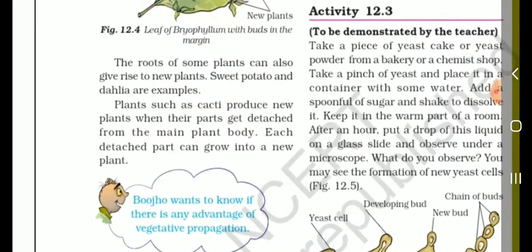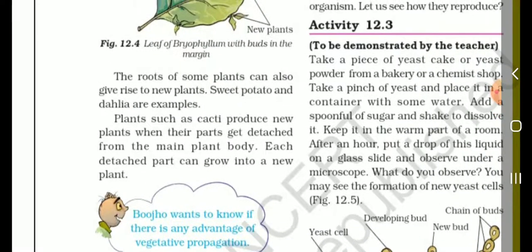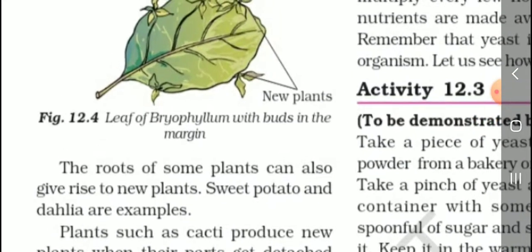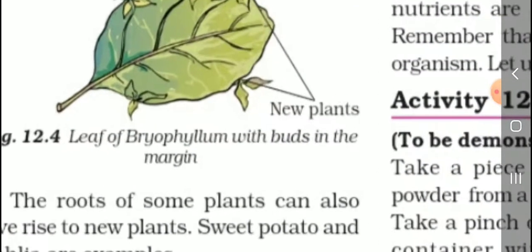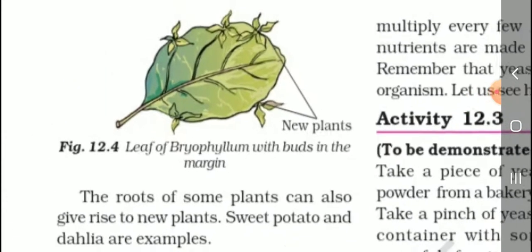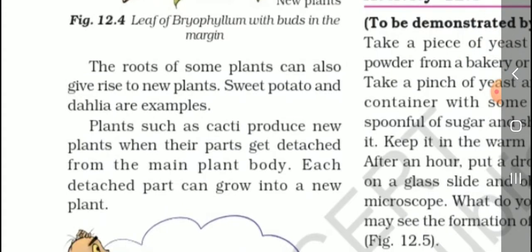Next, the roots of some plants can also give rise to new plants. Sweet potato and dahlia are examples. Listen, students, this is a leaf of bryophyllum with buds in the margin. This one is a new plant. The roots of some plants can also give rise to new plants. Sweet potato and dahlia are examples.